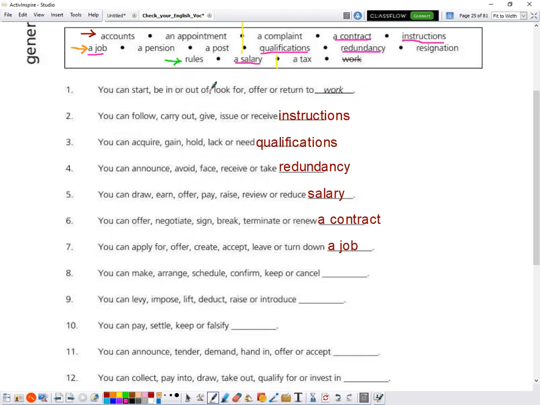Account? No, appointment. Make an appointment, arrange an appointment, schedule an appointment, confirm an appointment, keep an appointment, cancel an appointment. Okay.